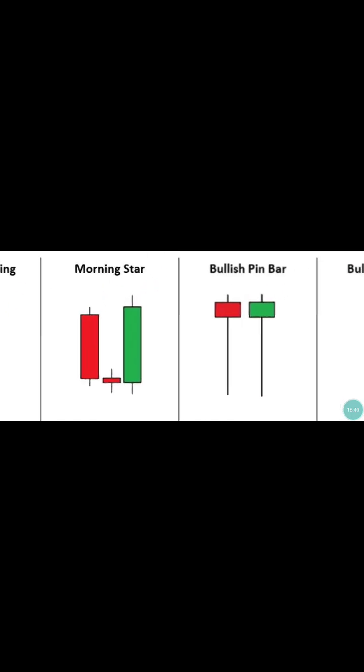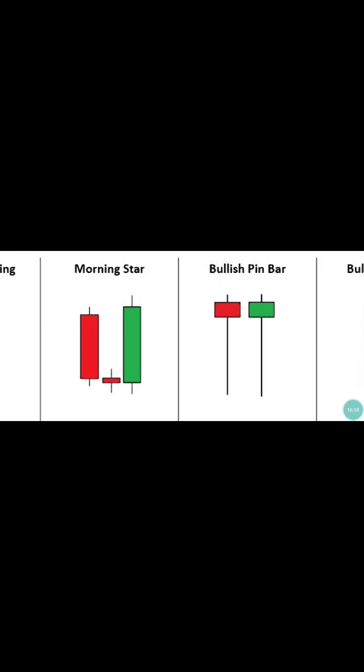So let me go quickly with the bullish pin bar. This is a candlestick pattern, a rejection at the bottom of the what? The market. It's a bullish reversal pattern. Why does this logically become a bullish reversal pattern? This is it. This is what? It's a green, it's a bearish candle.